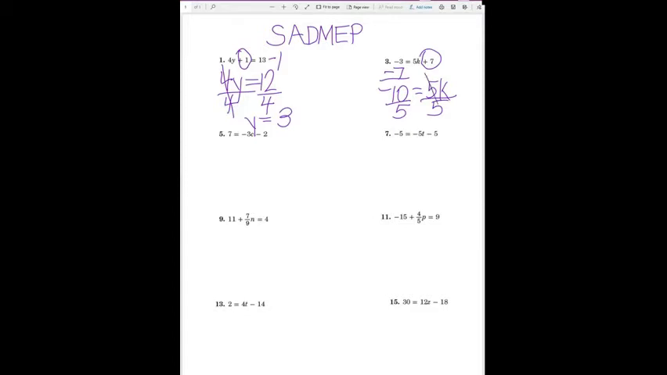The 5's will cross out on the right side because they are the same number. Bring down your variable. Then we need to divide negative 10 divided by 5, and you will get negative 2.